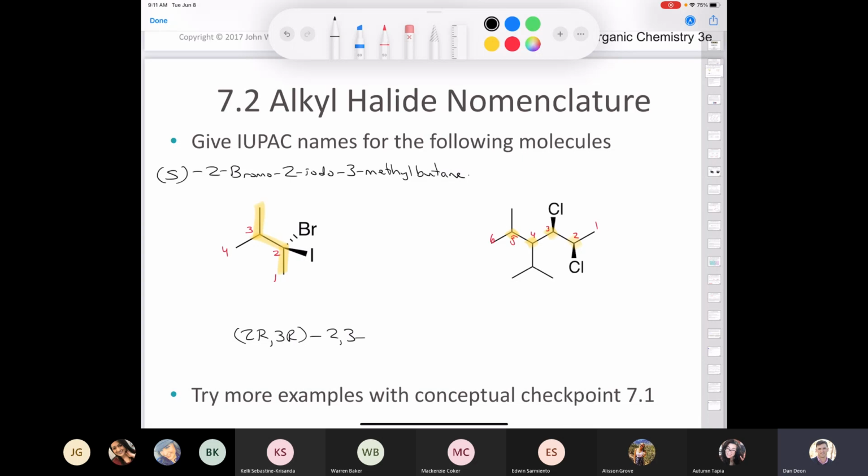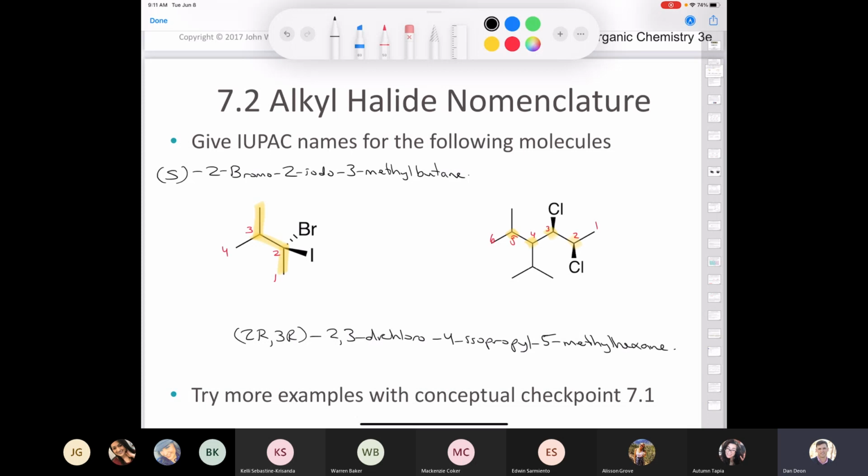2,3-dichloro, 4-isopropyl, 5-methylhexane. All right, here we go.